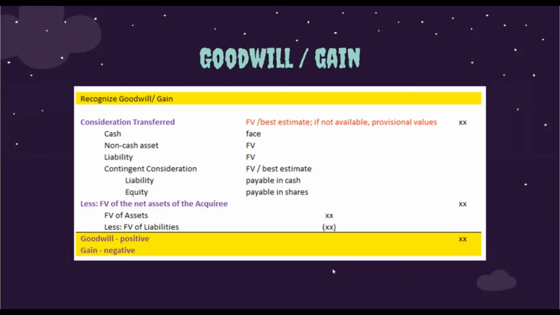So to get that, of course, we simply get the fair value of the assets less the fair value of the liabilities. Now, that's what we're talking about. If the result is positive, it's goodwill. If it's negative, it's gain from business acquisition. Okay? So that's just the template.